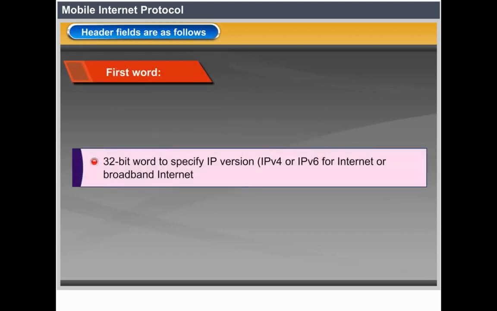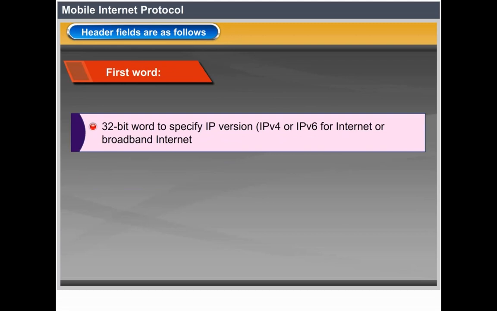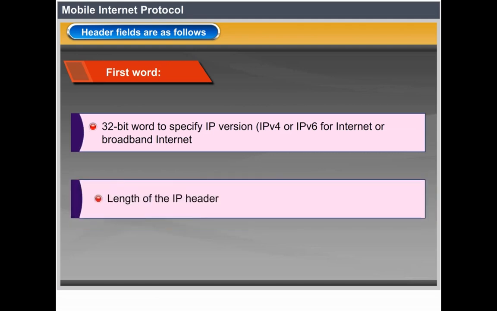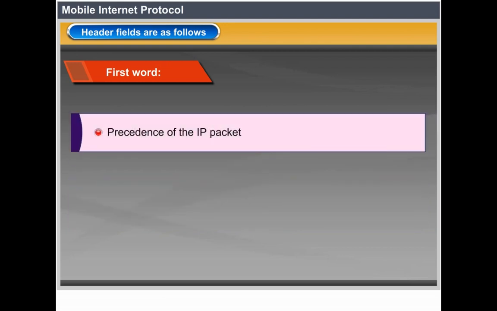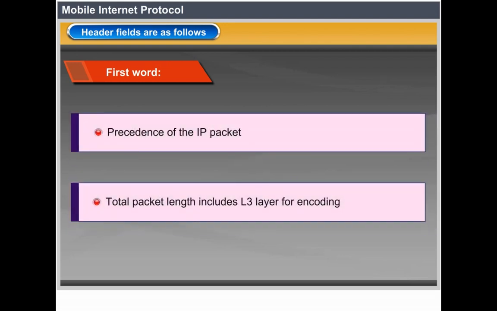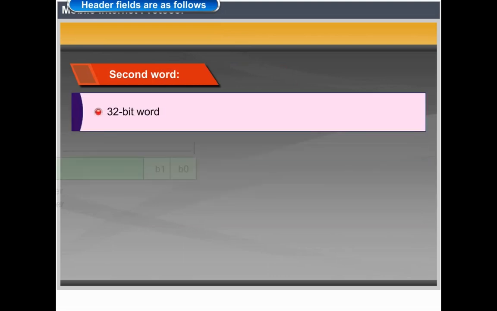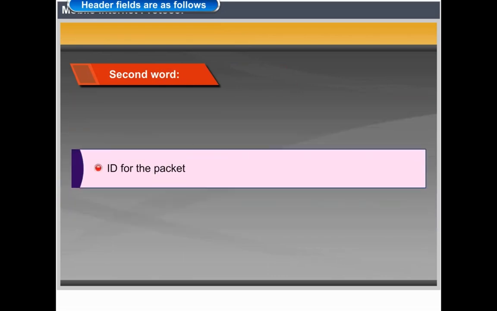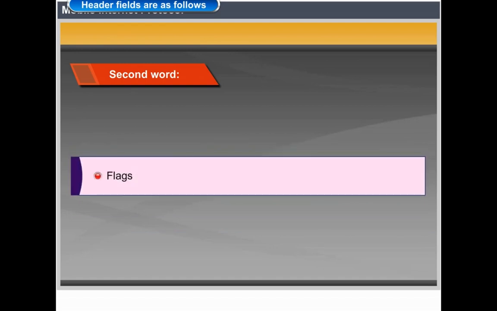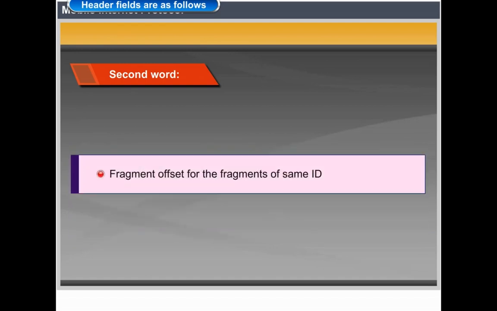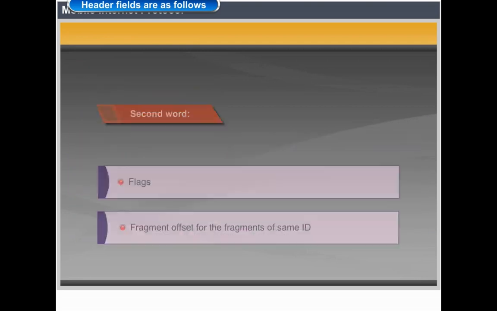First word. 32-bit word to specify IP version, IPv4 or IPv6 for Internet or broadband Internet. Length of the IP header. Precedence of the IP packet. Total packet length including L3 layer for encoding. Second word. 32-bit word. ID for the packet. Flags. Fragment offset for the fragments of same ID.